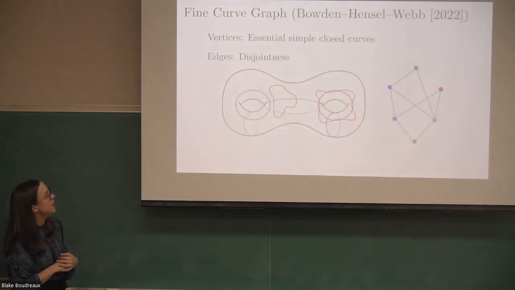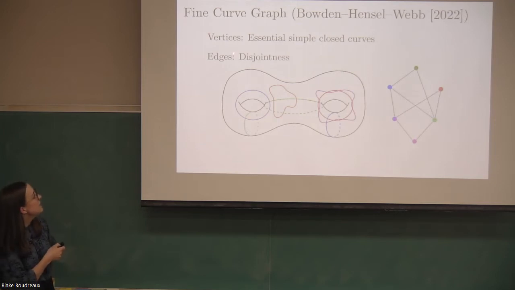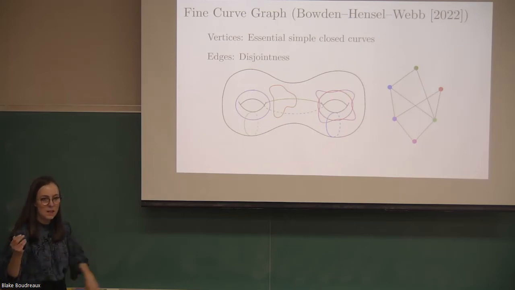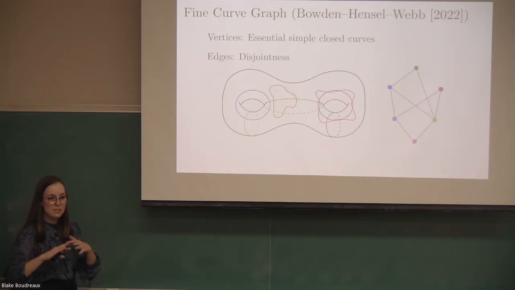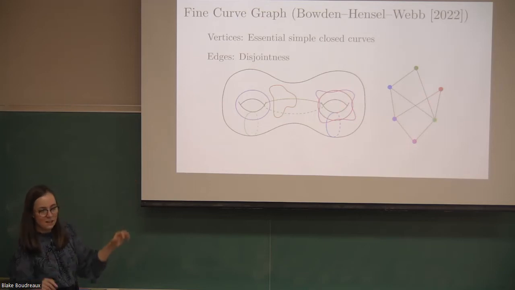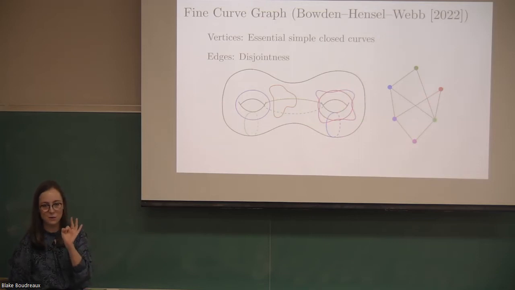So the fine curve graph was defined by Bowden, Hensel, and Webb, and the vertices correspond to essential simple closed curves. So we've dropped the word homotopy class. What this means is that now these 2 curves going around this genus, we have 2 vertices representing these 2 curves. So now when I say disjointness, I mean disjointness as drawn. If you draw a curve on the surface that doesn't self-intersect and is essential, then that is a totally kosher curve to put on this. That does mean that this curve graph is locally uncountable around every single vertex.